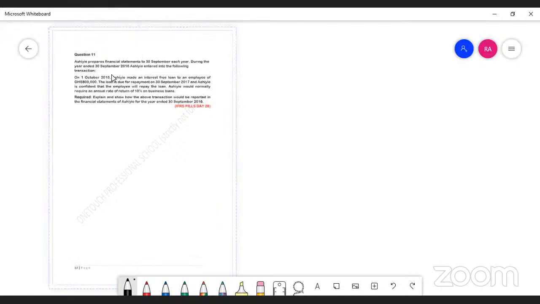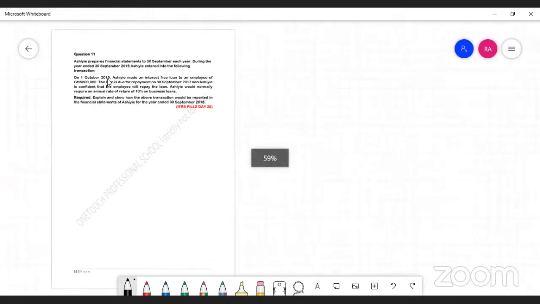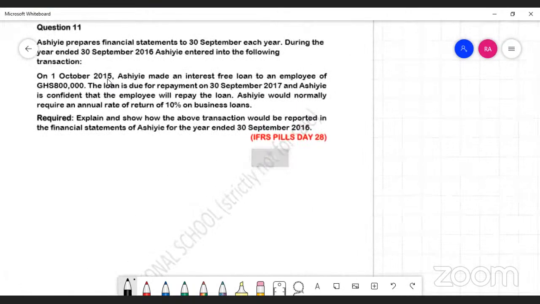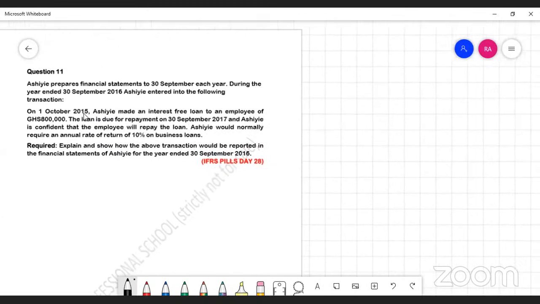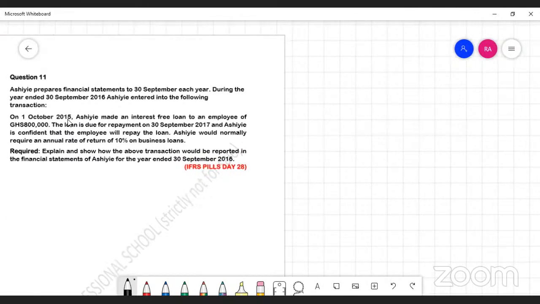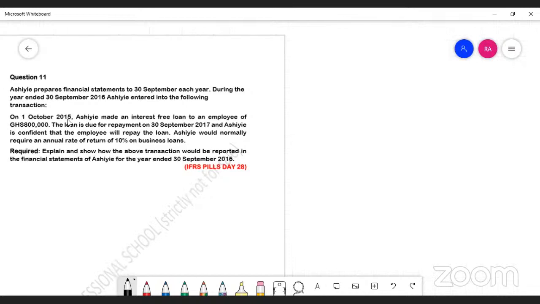So let's look at this question. This is an interest-free loan. Interest-free loan is very simple. In fact, in accounting, there's nothing free. Just like the accounts people will tell you that there's no free lunch. You understand? There's no free lunch.